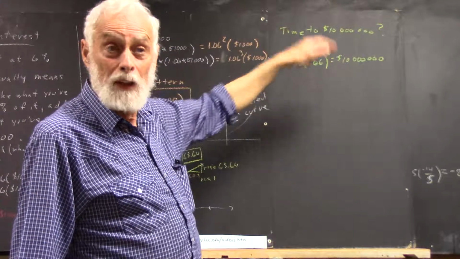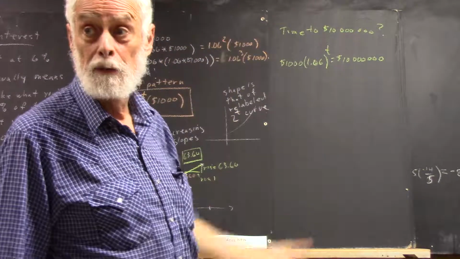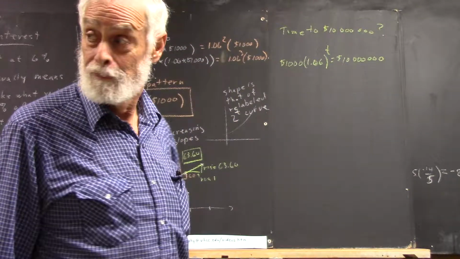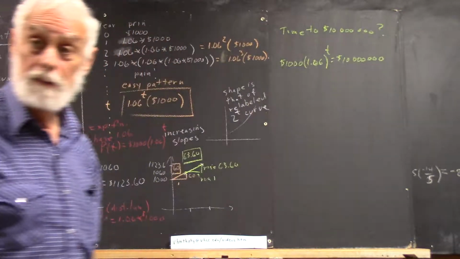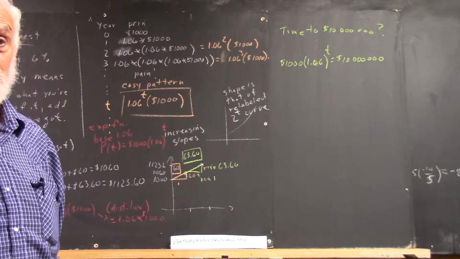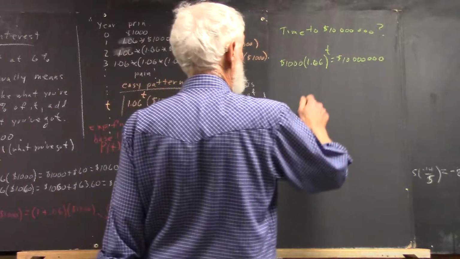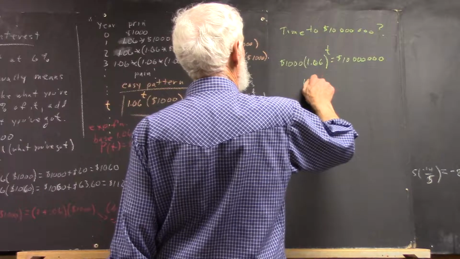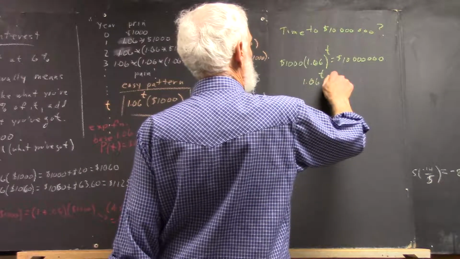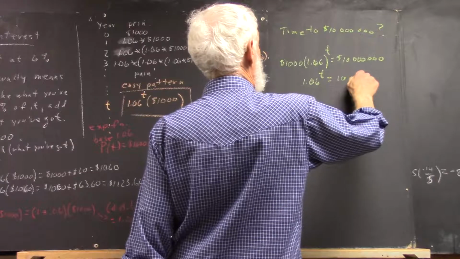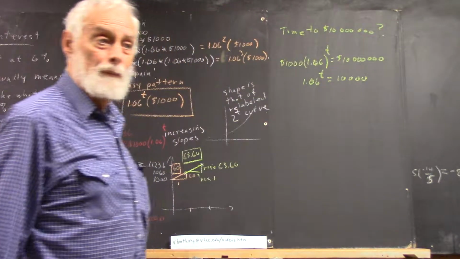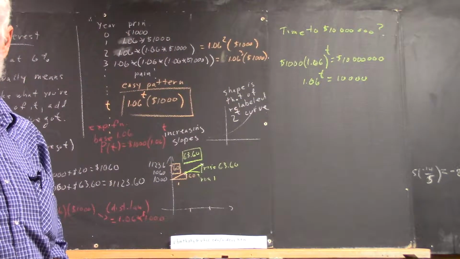Okay, so we solve this. It's really easy to solve. There's an equation. How do we solve it? Divide by $1,000, and you get 1.06 to the T equals 10,000. So that's it. And now what do we do?